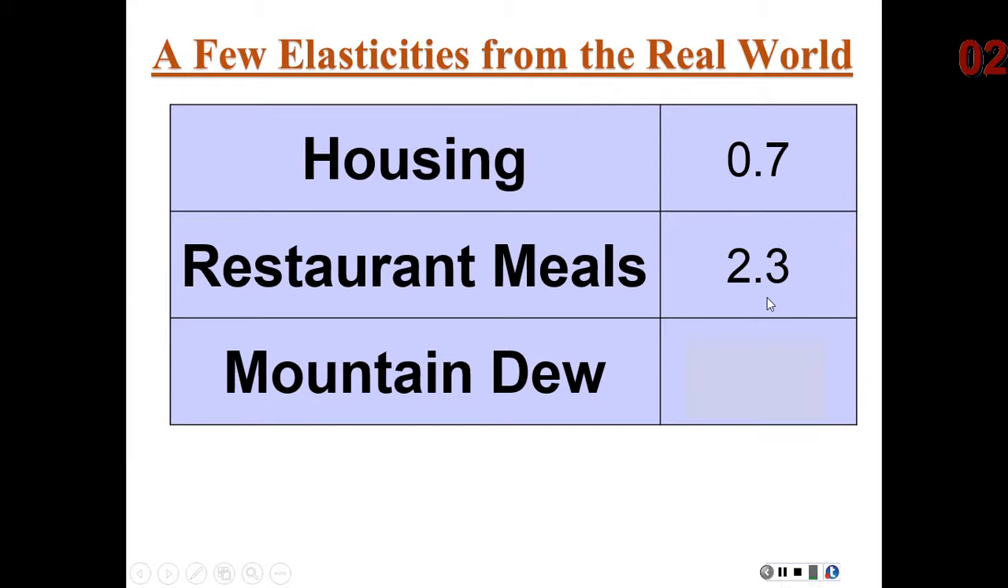Okay. Now let's look at Mountain Dew. Mountain Dew is obviously for most people a luxury, not a necessity, right? There might be some addicts out there, but again, it's probably a luxury. You don't have to drink Mountain Dew to have a beverage. You don't even have to have Mountain Dew to have a soda, right? And so we would expect the elasticity to probably be pretty large, and it is. The real world elasticity of Mountain Dew is 4.4, meaning when there's a 10% increase in the price of Mountain Dew, we would expect a 44% reduction in quantity demanded. That means buyers are very price sensitive when it comes to Mountain Dew.